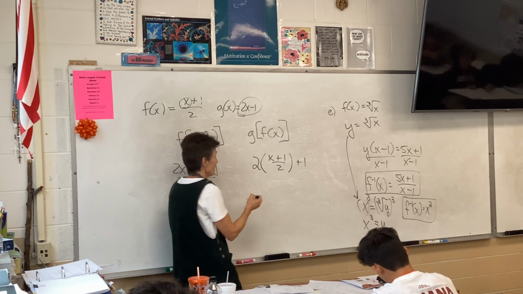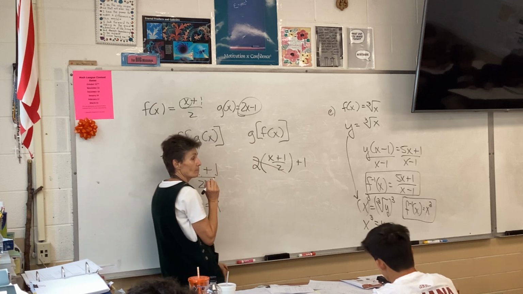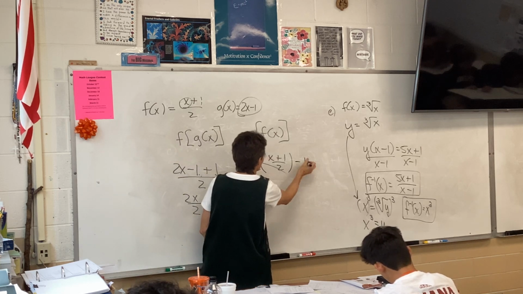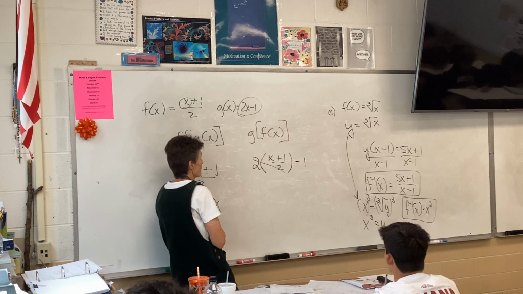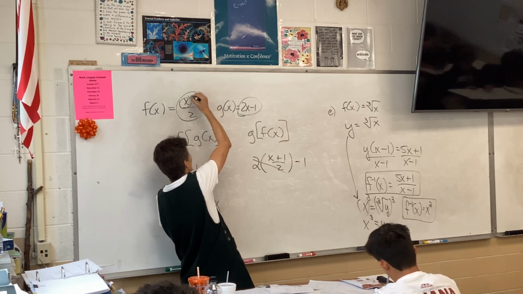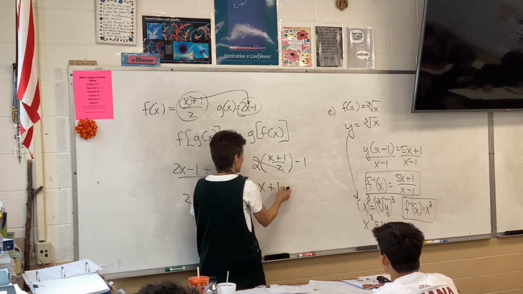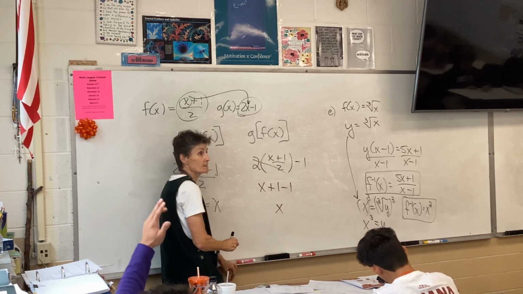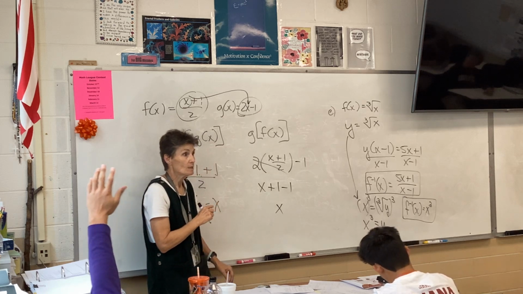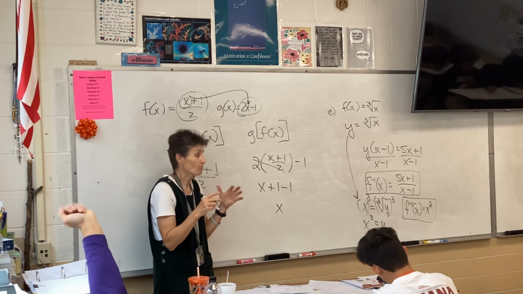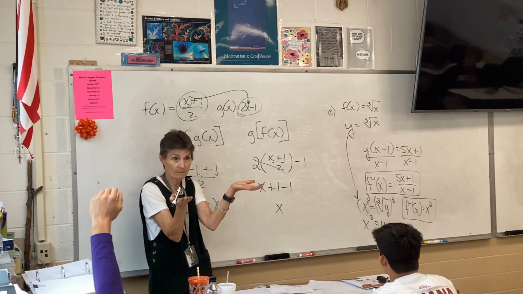Right? So that's gone. Minus 1. Oh, yeah, thank you, minus 1. So I put this right here. So now I have x plus 1 minus 1, which is, that's my proof. So there will be a problem on the test that says show or prove or something. These two things are inverses.